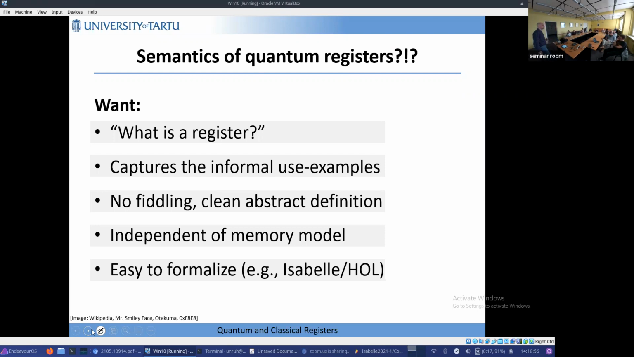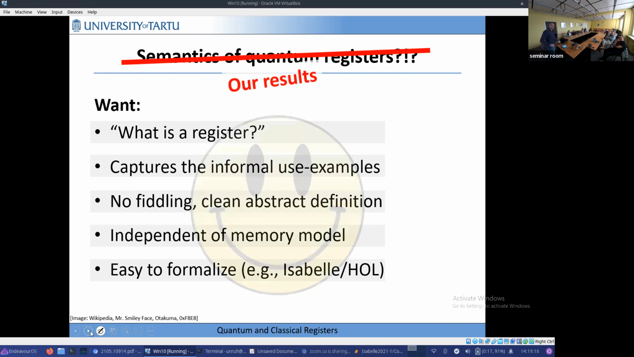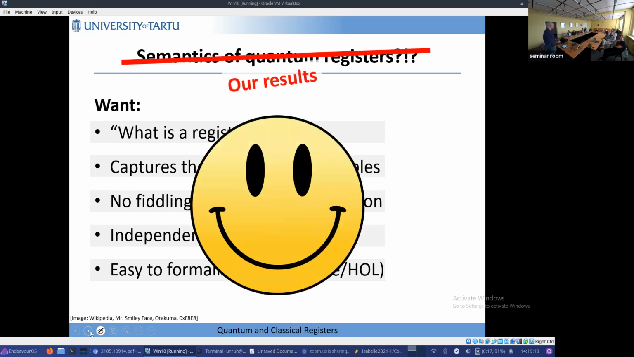And I want it to be easy to formalize. So, for example, in a theorem prover like Isabelle/HOL, which I like to use, basically Isabelle/HOL is kind of the gold standard in that way because it doesn't have dependent types. So if you can do it there, you can do it everywhere. Yeah, and actually, this is not just what we want. These are the results. All of this can be achieved, and I will show you how.